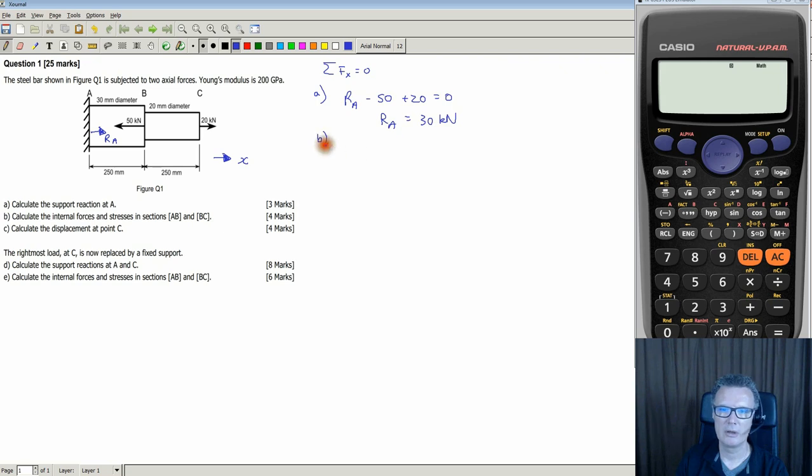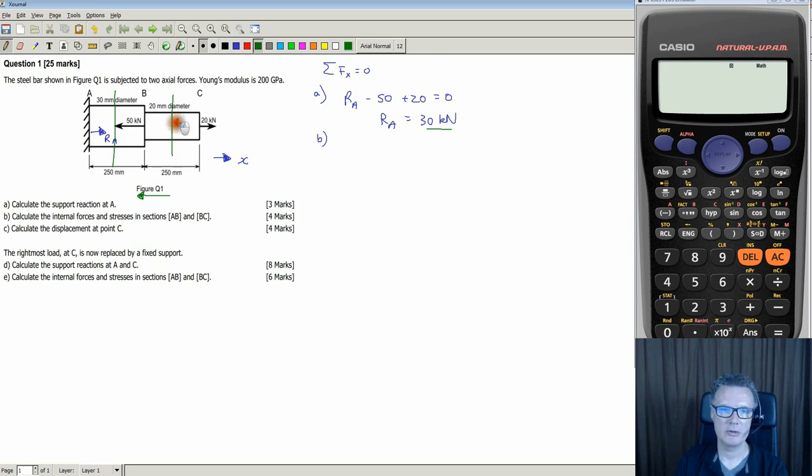Part B. Calculate the internal forces and stresses, sections AB and BC. Now what we want to do here is make cuts. And it's best to go from right to left. The reason for that is because our RA was an unknown from the question, so I might have gone wrong here. So to avoid that, let's go from right to left.